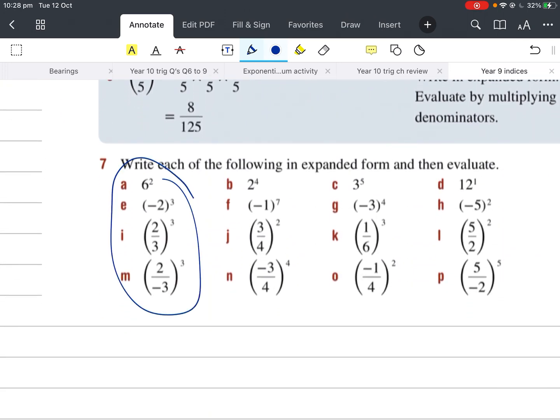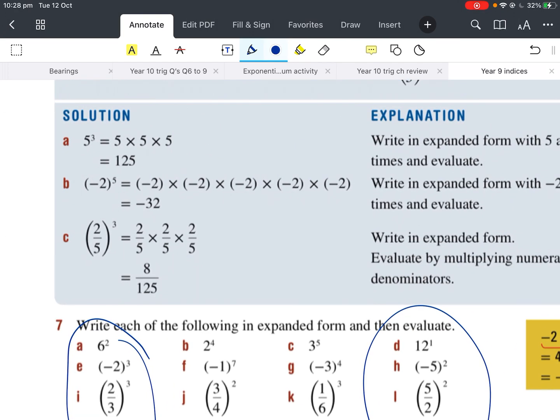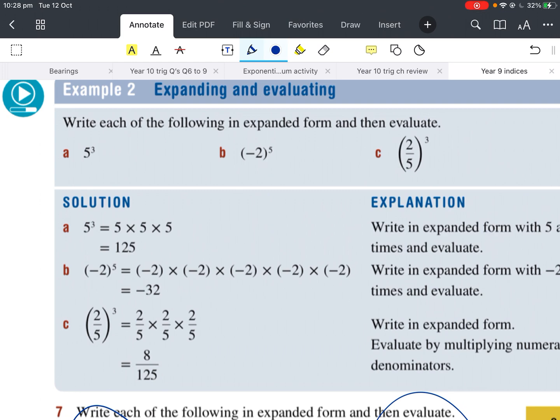I'm going to do these ones for you. Can you have a go at these ones? Let's have a look at the example. So 7 is asking us to write each of the following in expanded form and then evaluate. So you've got to find the answer. That's what evaluate means in maths.